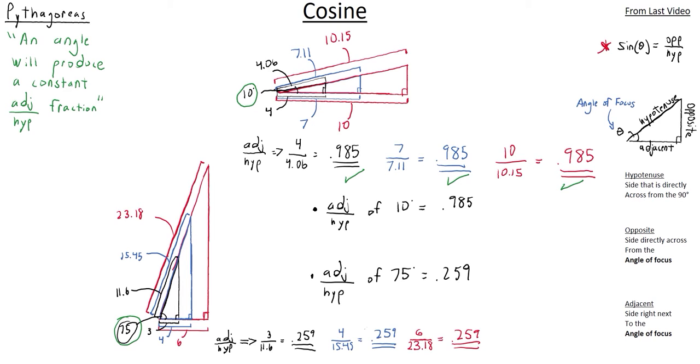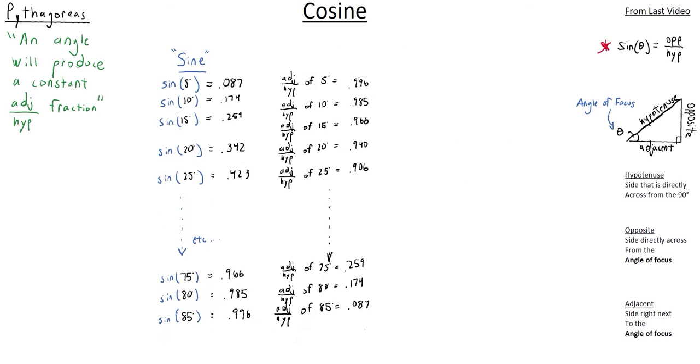So of course, Pythagoras knew that every angle had to have its own adjacent divided by hypotenuse fraction. And Pythagoras did these same experiments for all the different angles to figure out each of their adjacent divided by hypotenuse fractions. And soon enough, he had a list. So here's the sine list for comparison.